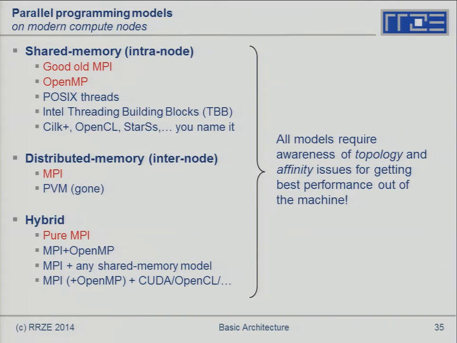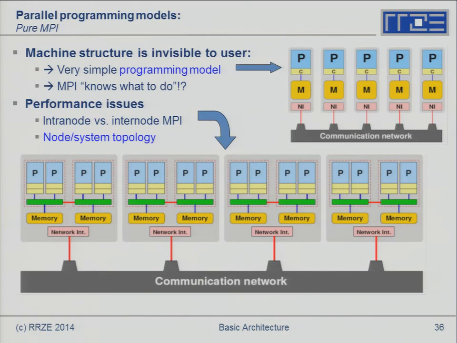In OpenMP 4, you have a notion of topology and pinning, but we will see how that works out and how well that can be used in practice. All those models require an awareness of topology and affinity. So you need to know where your threads and processes are running and what requirements your program has on the hardware to judge where your threads should be running. So you have to think about that to get the best performance out of a machine.